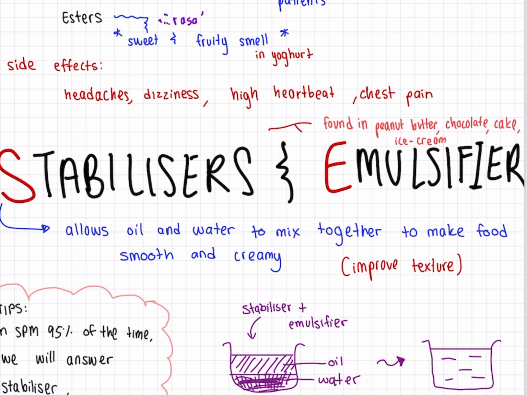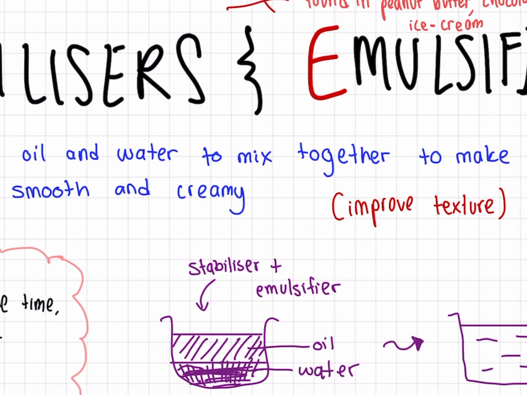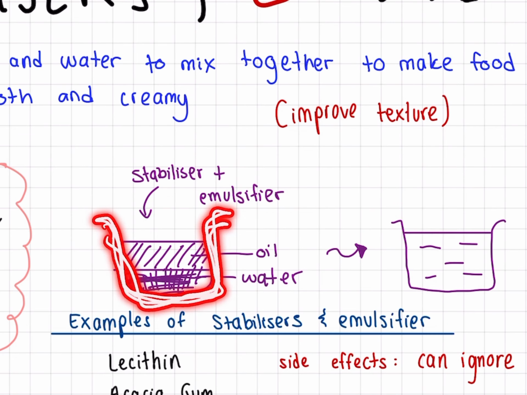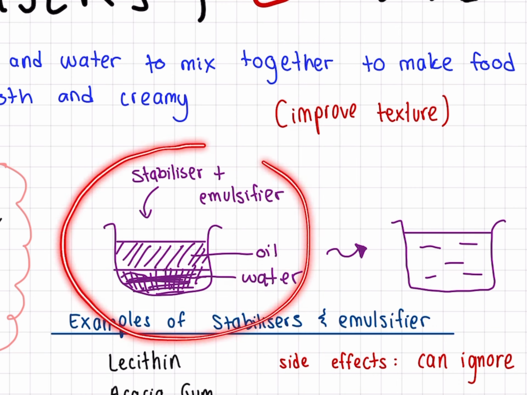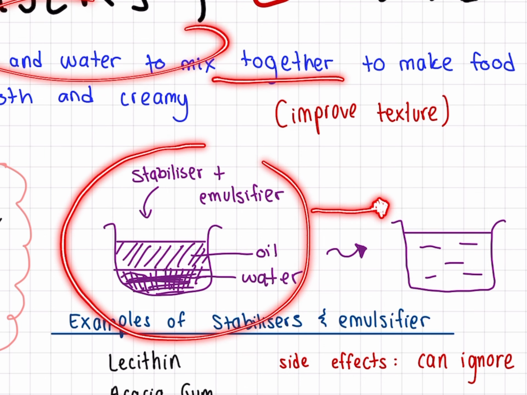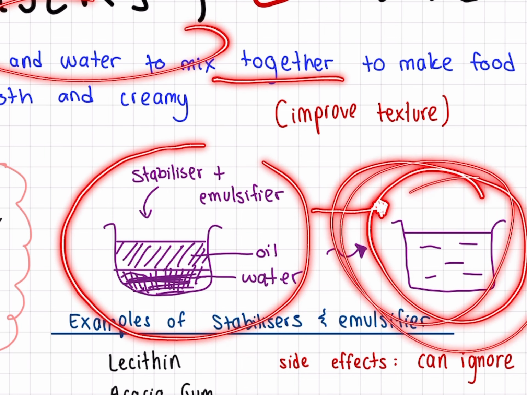So here's a tip. In SPM, 95% of the time, we will just answer stabilizers itself. So here's an example of a picture for you guys to visualize it. So here's a layer of oil and then a layer of water. If you add your stabilizers or your emulsifiers, it helps it mix together. It allows oil and water to mix together, right? So it'll get mixed together into this one layer.